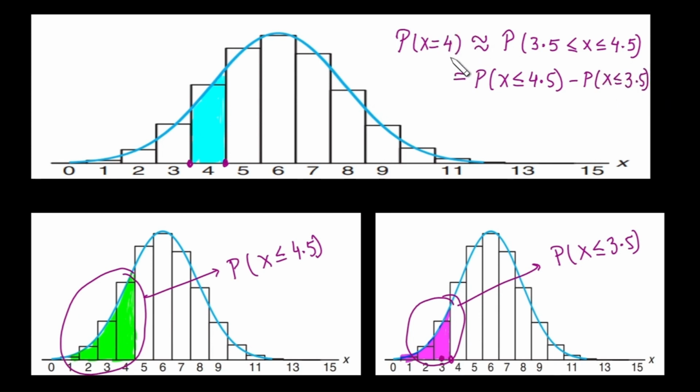We need to calculate at x is equal to 4. So how can you represent this in terms of 4? We can write this as probability x less than or equal to 4 plus 0.5 minus probability x less than or equal to 4 minus 0.5.